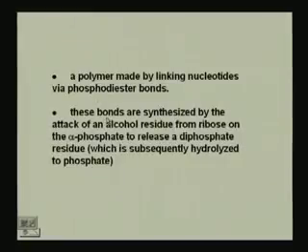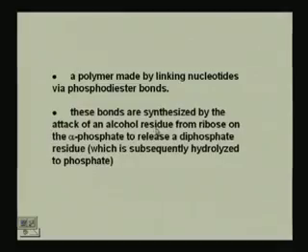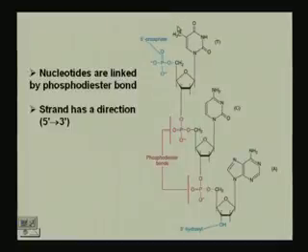And how are these formed? They are synthesized by the attack of the alcohol residue from the ribose on the alpha phosphate to release a diphosphate residue. What is that? What is the diphosphate we are talking about? The pyrophosphate that comes off after this attack takes place, right? Then what do we have? So, we have this linkage.